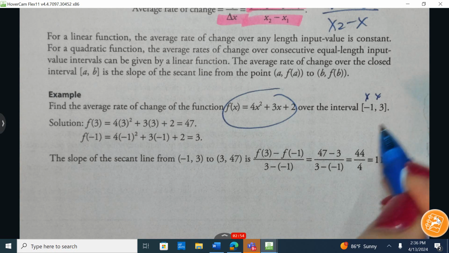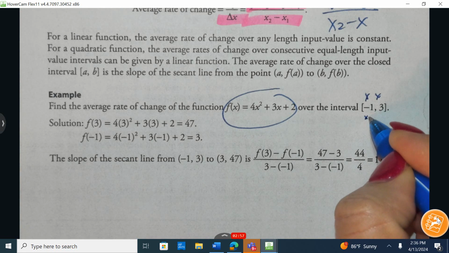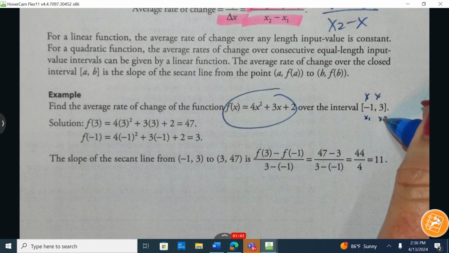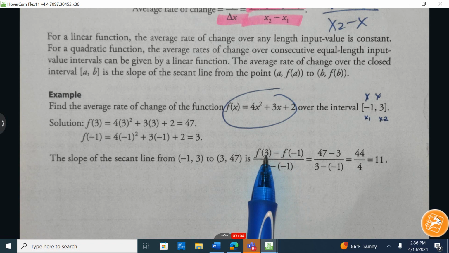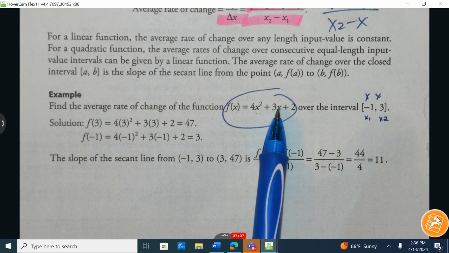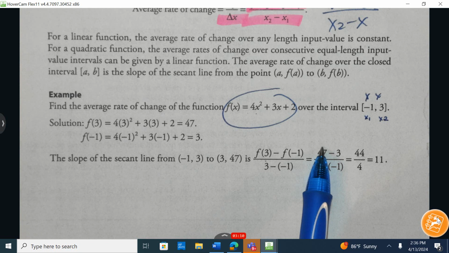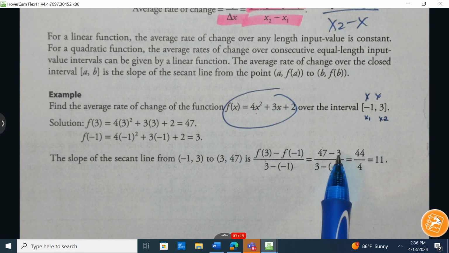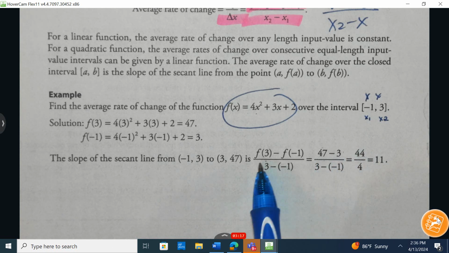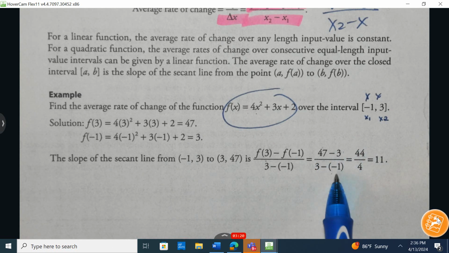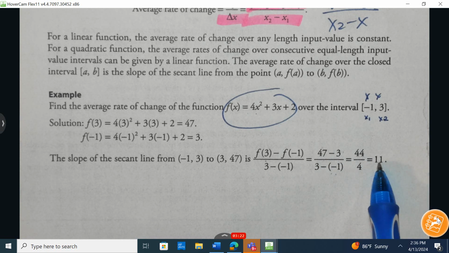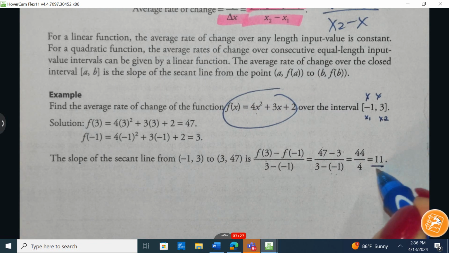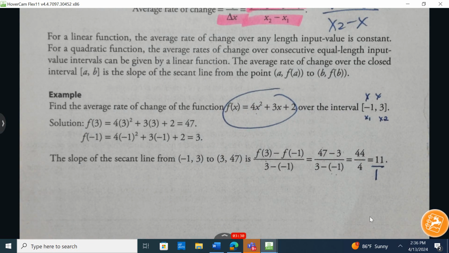And so I'm going to call this my x1 and this is my x2, and I'm going to plug this in here to get an output. So you can see I put a 3 in here, and when I plug 3 in, I get 3 squared times 4, 3 times 3 plus 2, and I get an answer of 47. I do the exact same thing, -1, -1 squared, do all the math, and I get an answer of 3. So I subtract these two. It's the change in y's over the change in x's. This is the average change. So between -1 to 3 on this particular graph, it goes up, on average, 11 over 1. Let's go to the next.